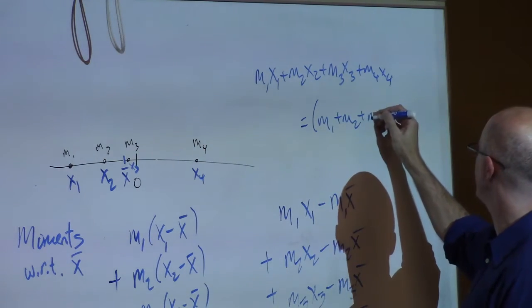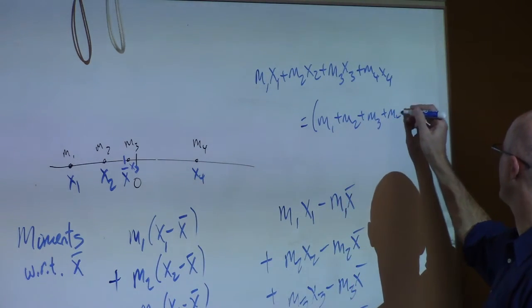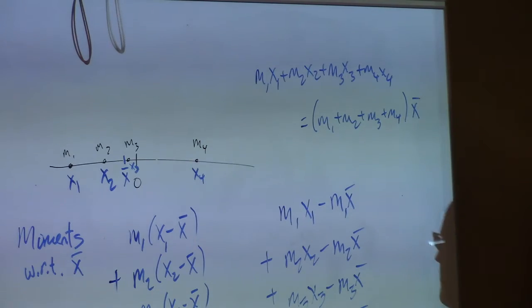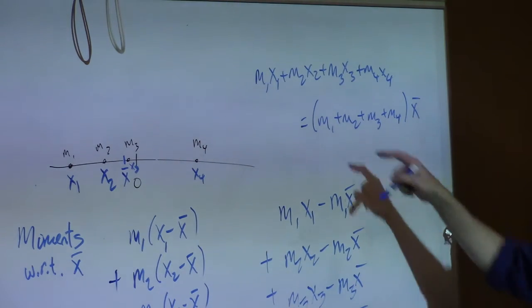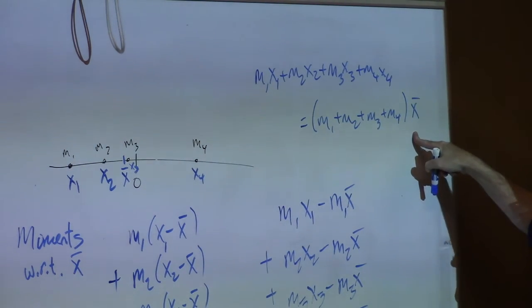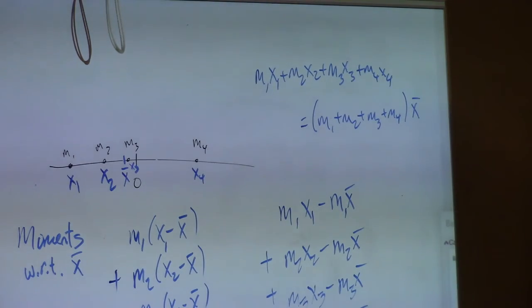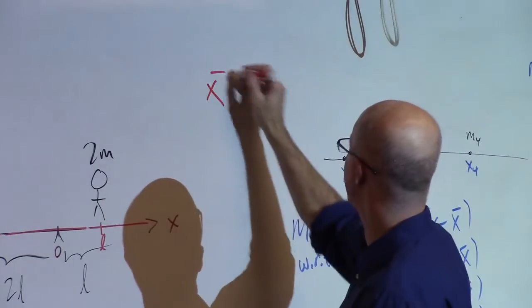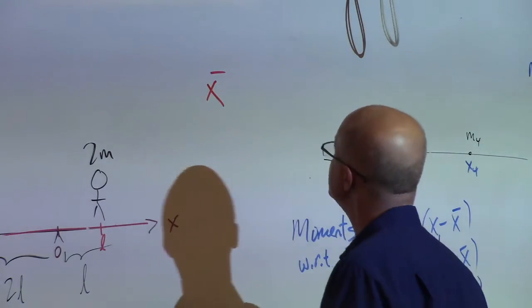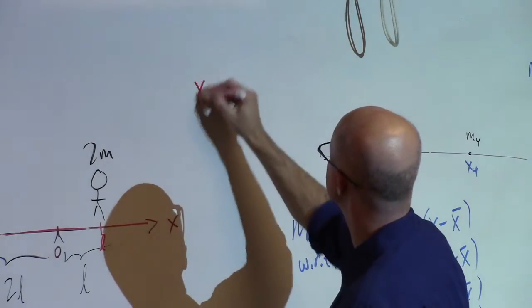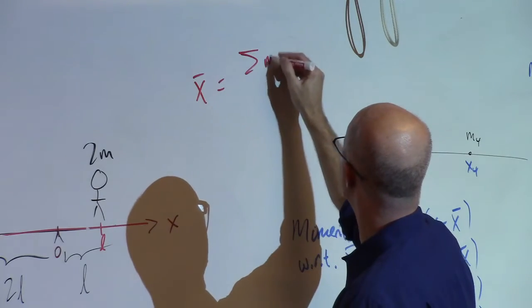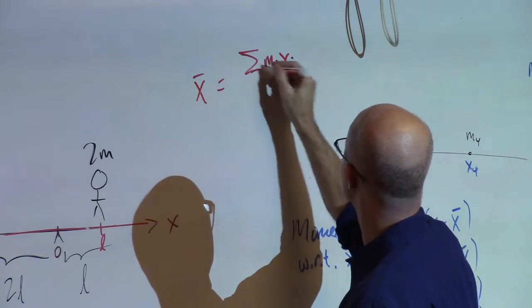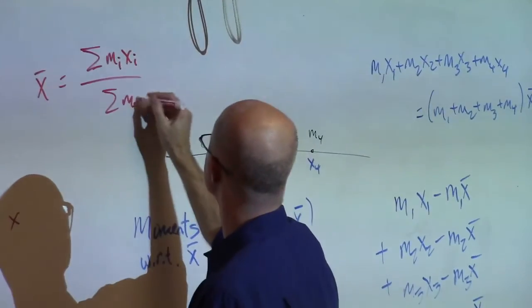So you have m1 plus m2 plus m3 plus m4 in parentheses and x bar outside of the parentheses. Now you can divide both sides of this equation by that sum, the sum of all the masses, to solve for x bar. And in summation notation, your answer would be that x bar is the sum of the moments divided by the sum of the masses.